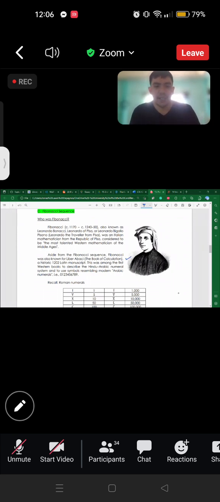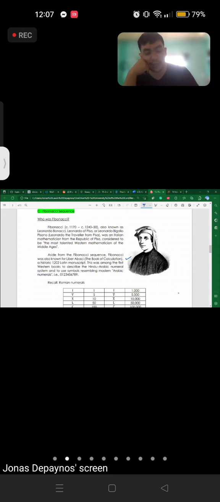Liber Abaci. It is a historic 1202 Latin manuscript. So in this book, it popularized the use of Hindu-Arabic, the current number system we are using right now. Because back then, what people use is the Roman numerals number system, courtesy of the Romans. I'd like to emphasize this. Fibonacci did not invent the Hindu-Arabic numeral system. It was the Arabs who made use of it.